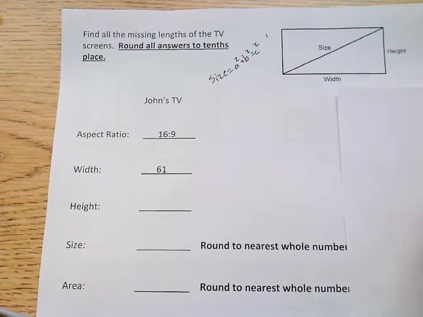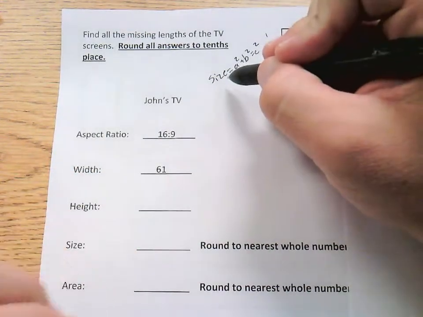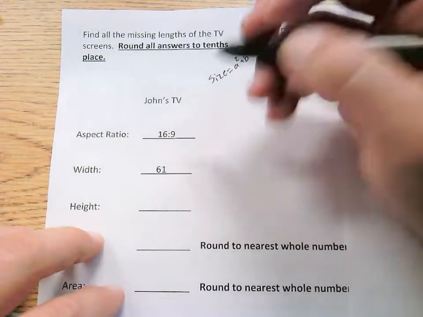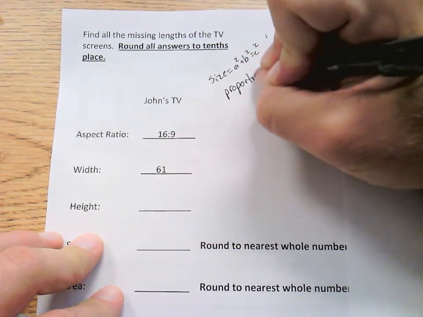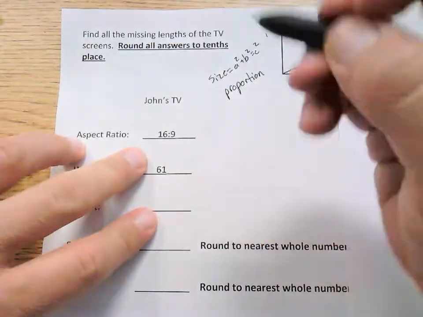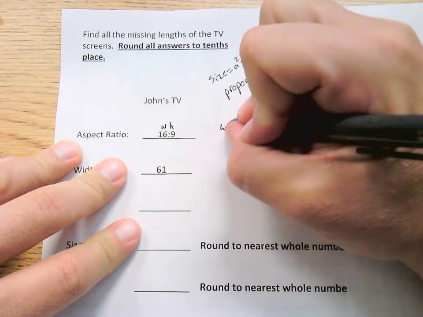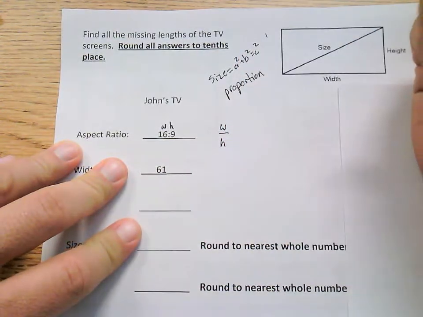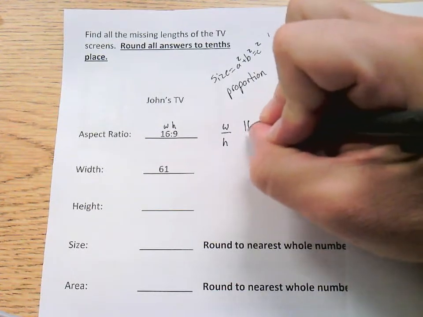All right, so notice that we have an aspect ratio. It's not the size. So if you're never given the size, then what that means is you have to deal with a proportion. So the aspect ratio is 16:9. Remember, this is the width, this is the height. So when I set up my proportion, it's always going to be width over height because width is always on top. So that's going to be 16/9.